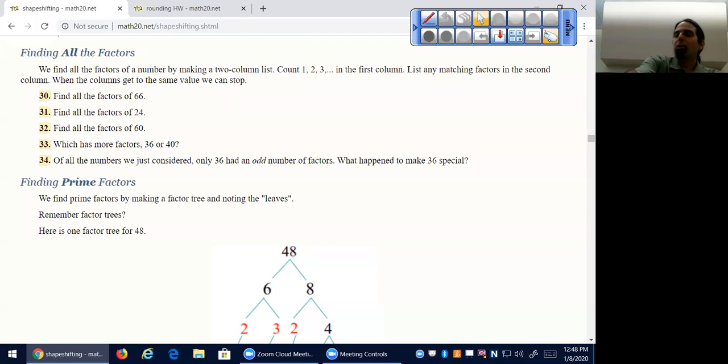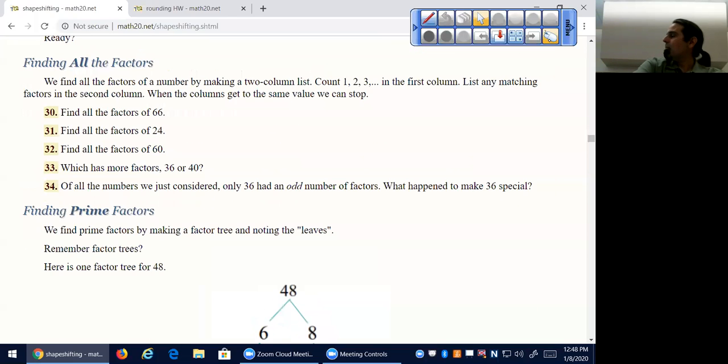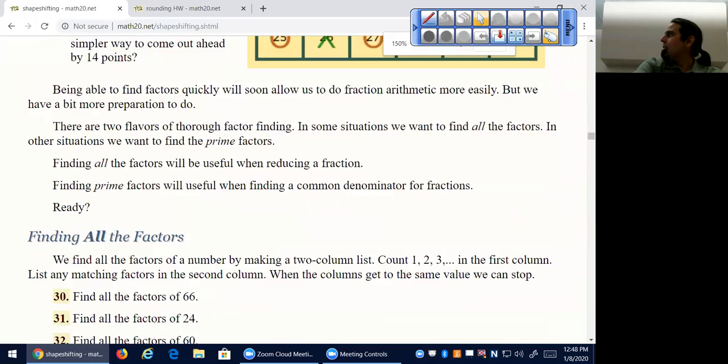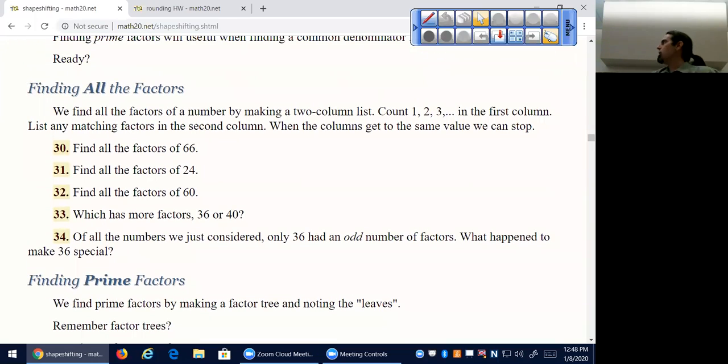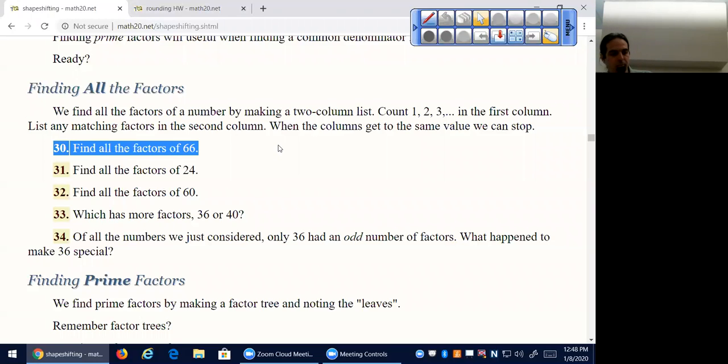There's two things we want to do with factors that are more math classy than a game, unfortunately. One is finding all the factors. Sometimes you just want to find all the factors of a number, and there's a routine to do that. We're going to make a 2-column list. We're going to count down in the first column and list the factors that go with that in the second column. And when the columns get down to the same value, we stop. So let me show you.